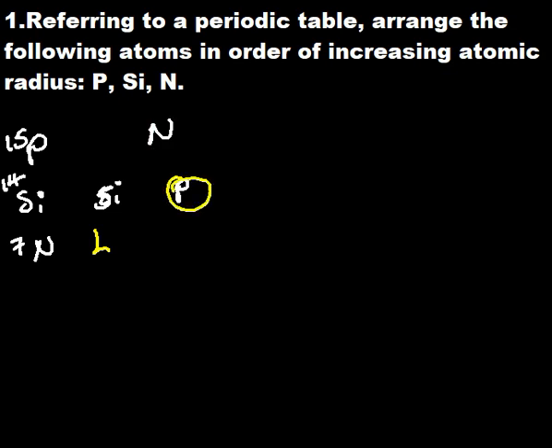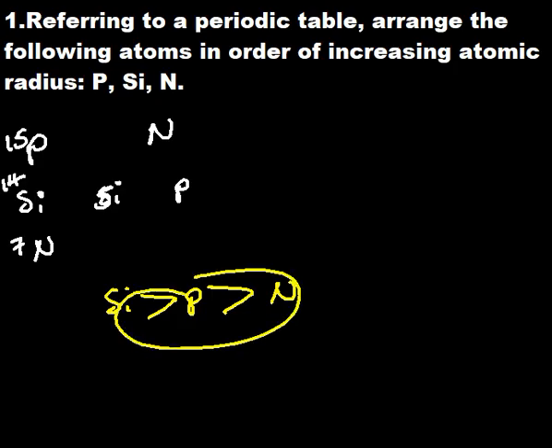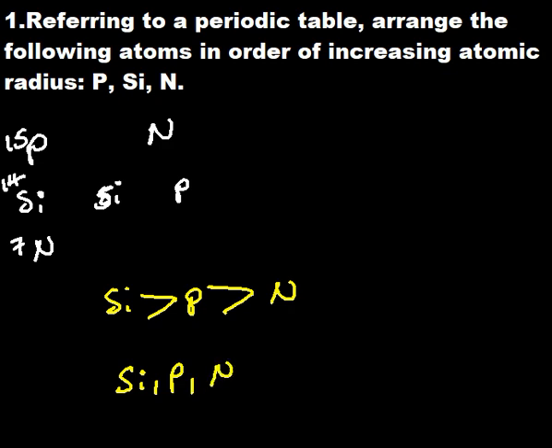So if we are to arrange them in order of increasing atomic radius, we have to understand that silicon has a larger atomic radius than phosphorus, and phosphorus has a larger one than nitrogen. That should be the order of atomic radius, or else you can arrange them that way: silicon, phosphorus, and nitrogen, in increasing order. So keep that in mind.